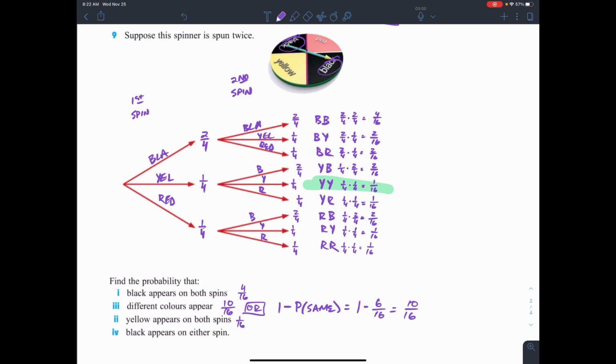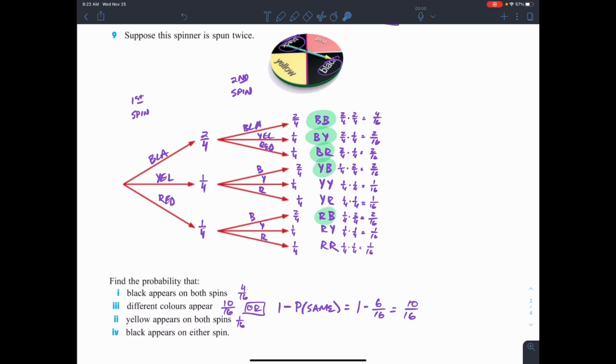And then finally, black appears on either spin. Well, let's see. Let's highlight those again. Black appears on either. Well, here it appears on both. Here it appears on the first ones and the second ones. Okay, so we could do, again, the complement, or we could add these up. We've got 1, 2, 3, 4, 5, 1, 2, 3, 4.